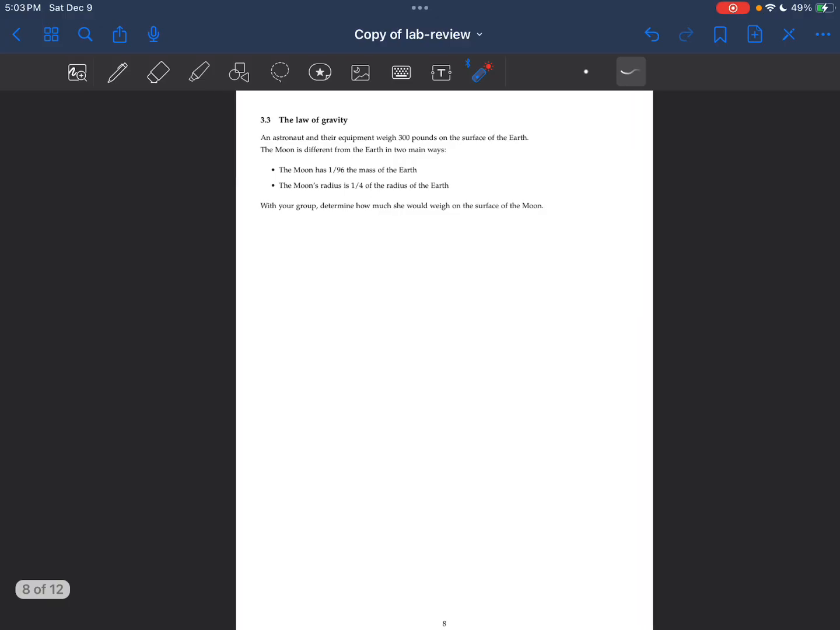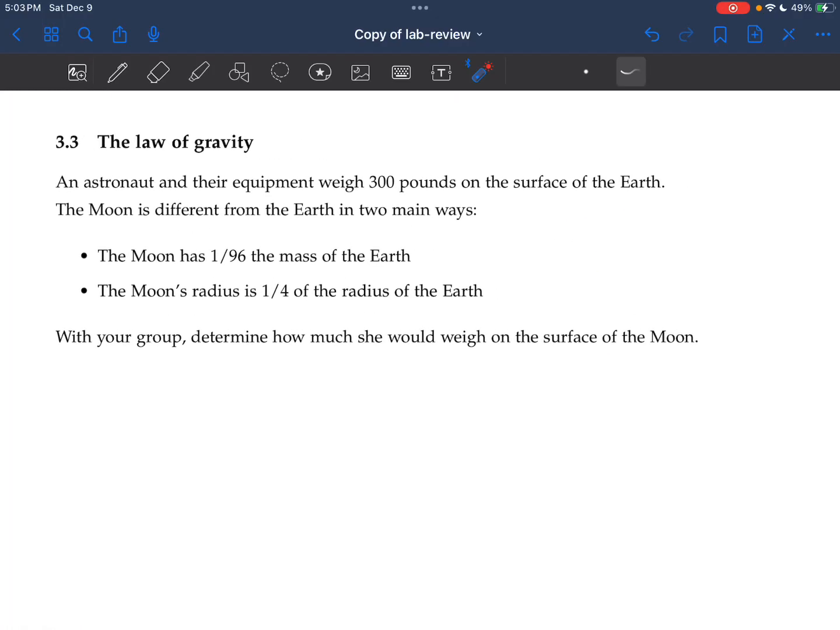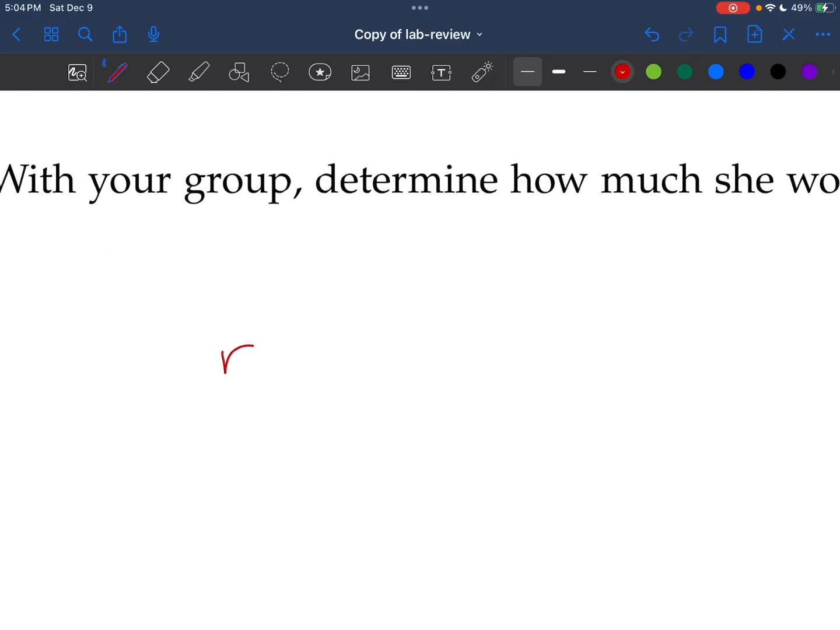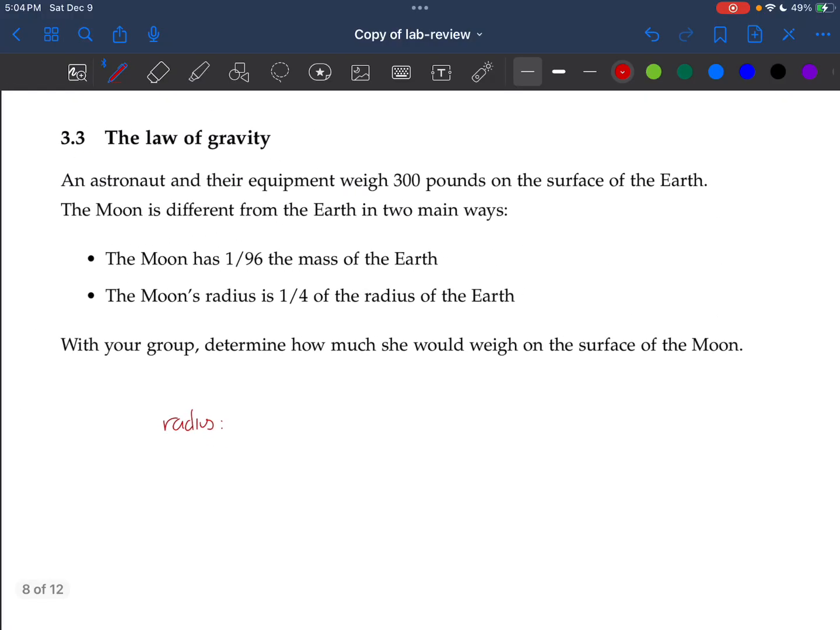Moving right along. Law of gravity. All right? So, we have an astronaut who weighs 300 pounds on the surface of the Earth. And now we're thinking about, how much do they weigh on the surface of the moon? So, I always want to take this step by step. First thing I'm going to think about changing is the radius. So what happens when I change the radius?